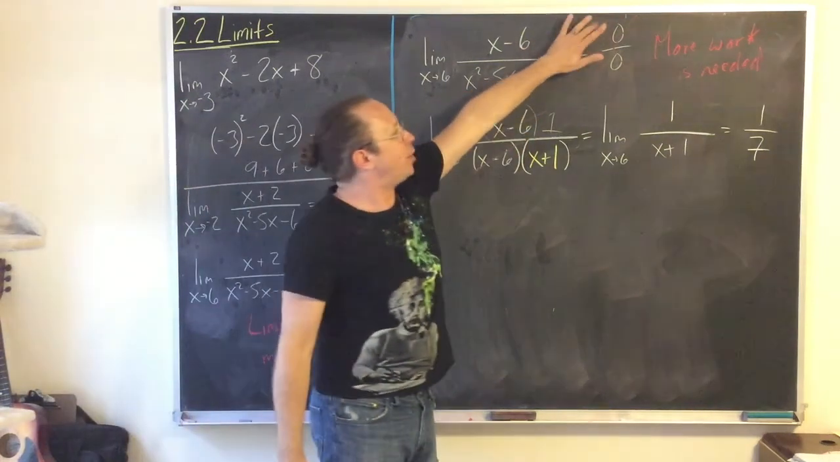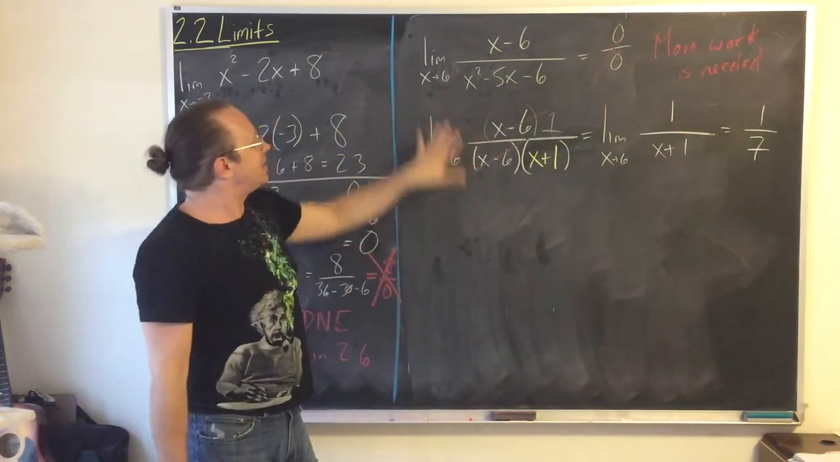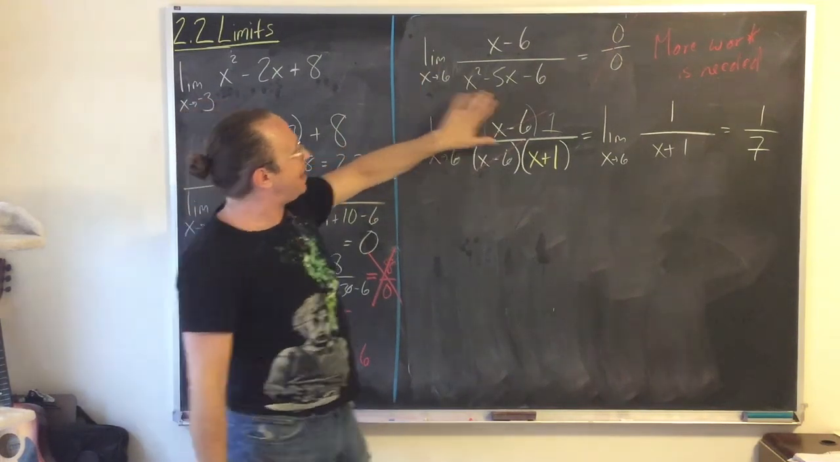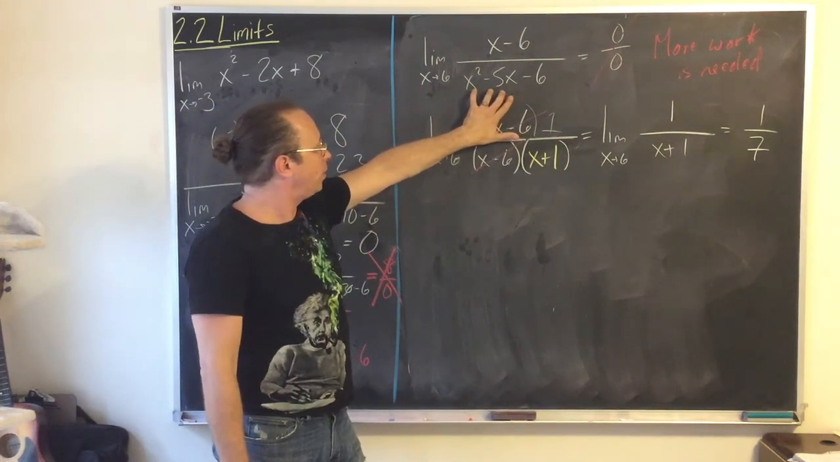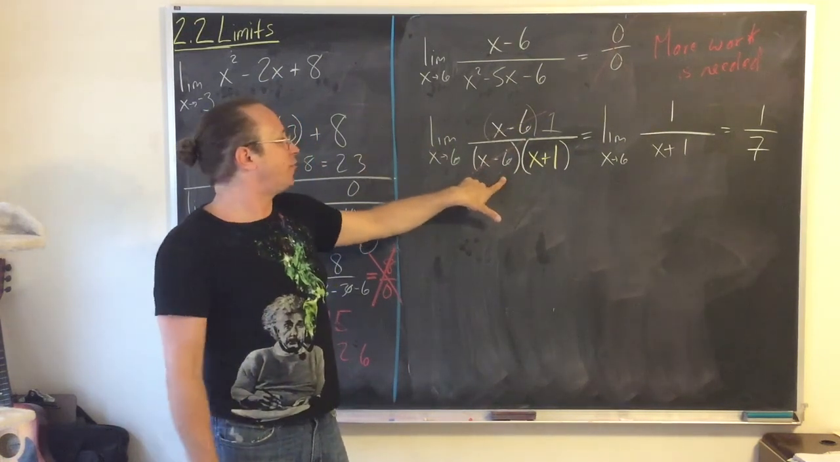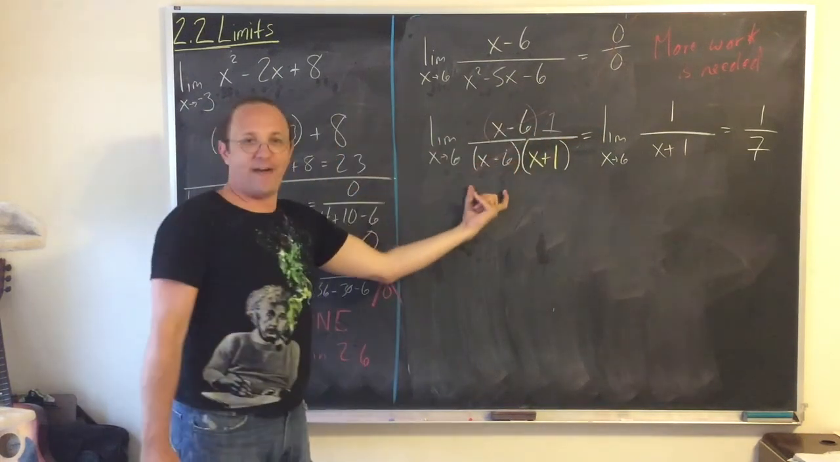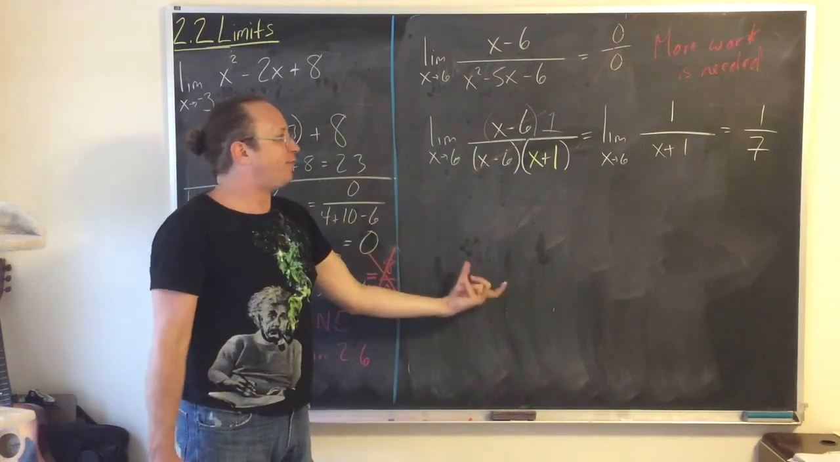So if you get a 0 divided by 0, that means more work is needed. And your hint is that if when you plug in 6, it makes it equal 0, that means that x minus 6 must be a factor. This is called the factor root theorem. If it zeroes it out, then it must be a factor. So therefore, you've already got some of the factoring done.